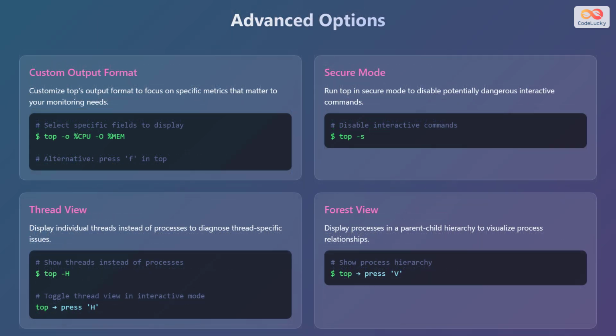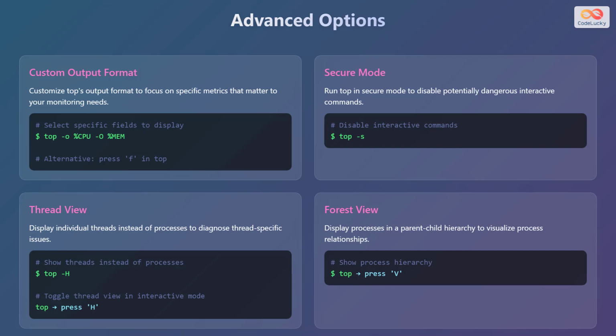The top command provides several advanced options for customizing its behavior. To customize top's output format and focus on specific metrics, you can use the -o option to select the fields to display. For example, top -o %CPU -o %MEM will display CPU and memory usage. You can also press F in top to achieve the same.